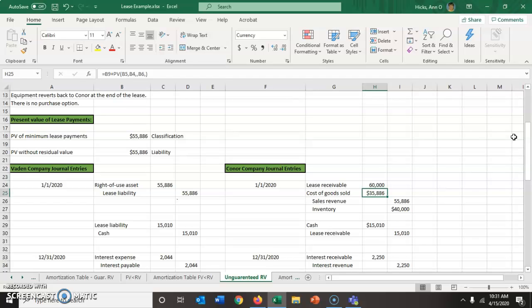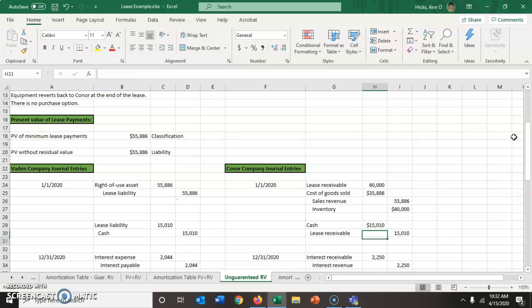Now, here's the difference. Given the fact that the Connor Corp company is at risk for the decline in value of the piece of equipment, the present value of that residual value has to be subtracted both from the cost of goods sold and from the sales revenue. This comes back to the whole conservatism idea of accounting that says I'm not going to account for a value that may not be retained. So we back that out from the get-go. The debit to lease receivable and credit to inventory is exactly the same.